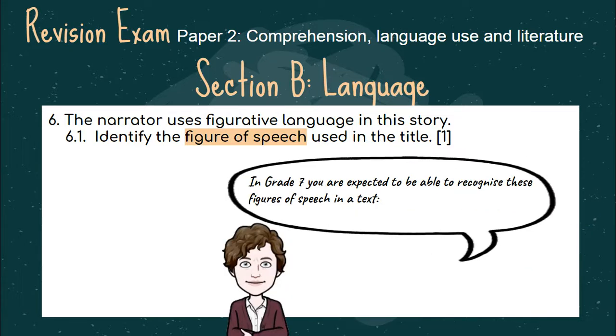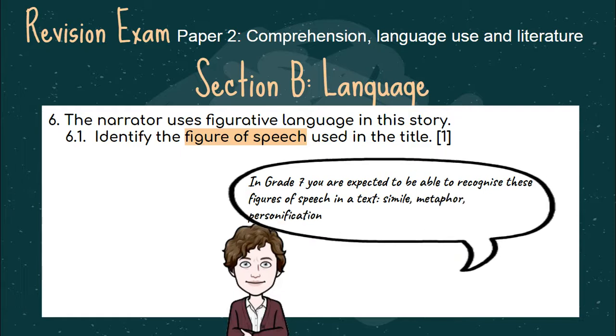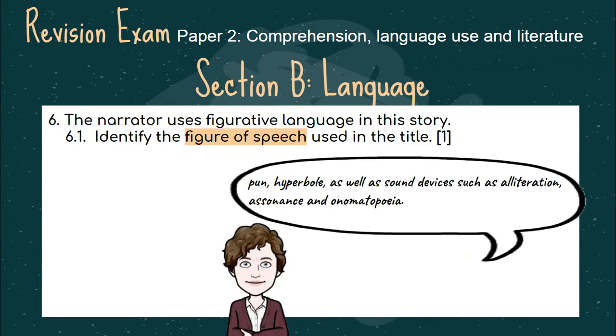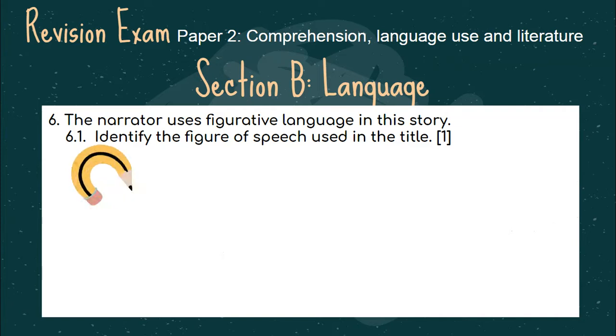So in grade 7, you were expected to be able to recognize these figures of speech in the text. So if you don't know any of these, now would be a good time to start reviewing the ones that you are unsure of. You need to know a simile, metaphor, personification, a pun, and hyperbole, which we looked at briefly last year, as well as the sound devices that you know: alliteration, assonance, and onomatopoeia. So they could have used any of those in the title. In fact, I've just spotted one that I didn't see before, and that is alliteration. So if you spotted alliteration and you mentioned that they repeated the letter B, beckoned by a beautiful beast, you can give yourself a mark straight away.